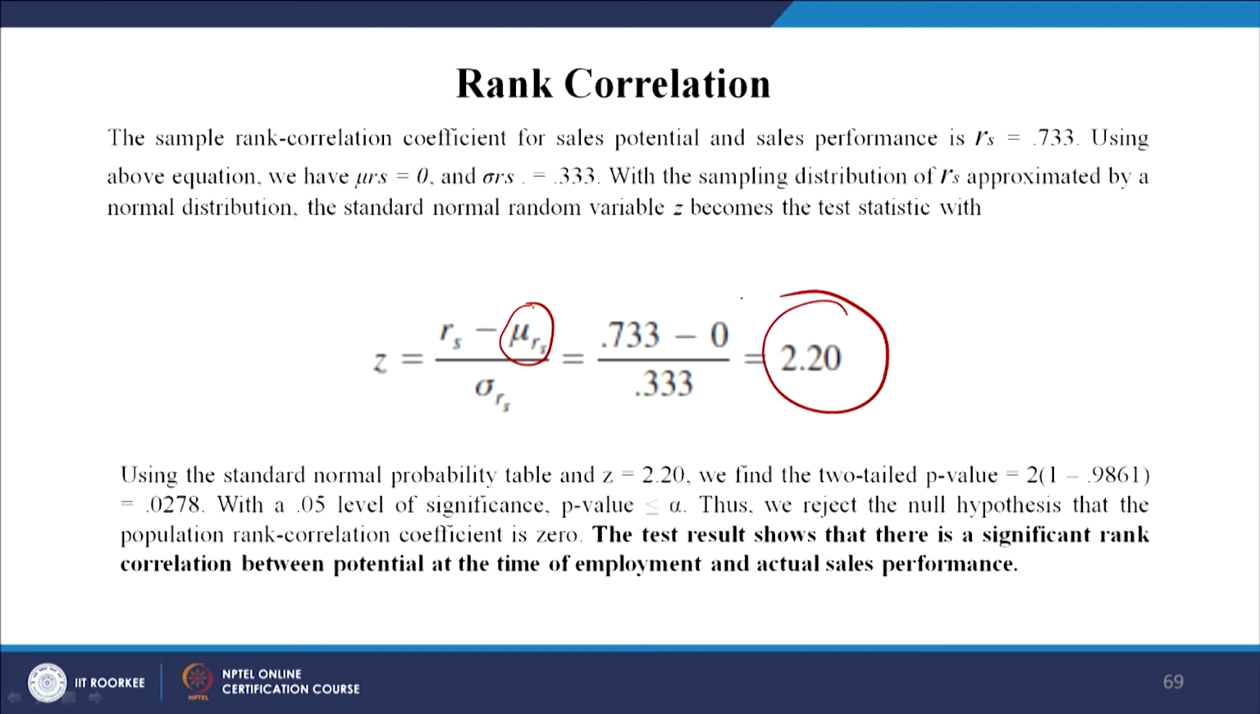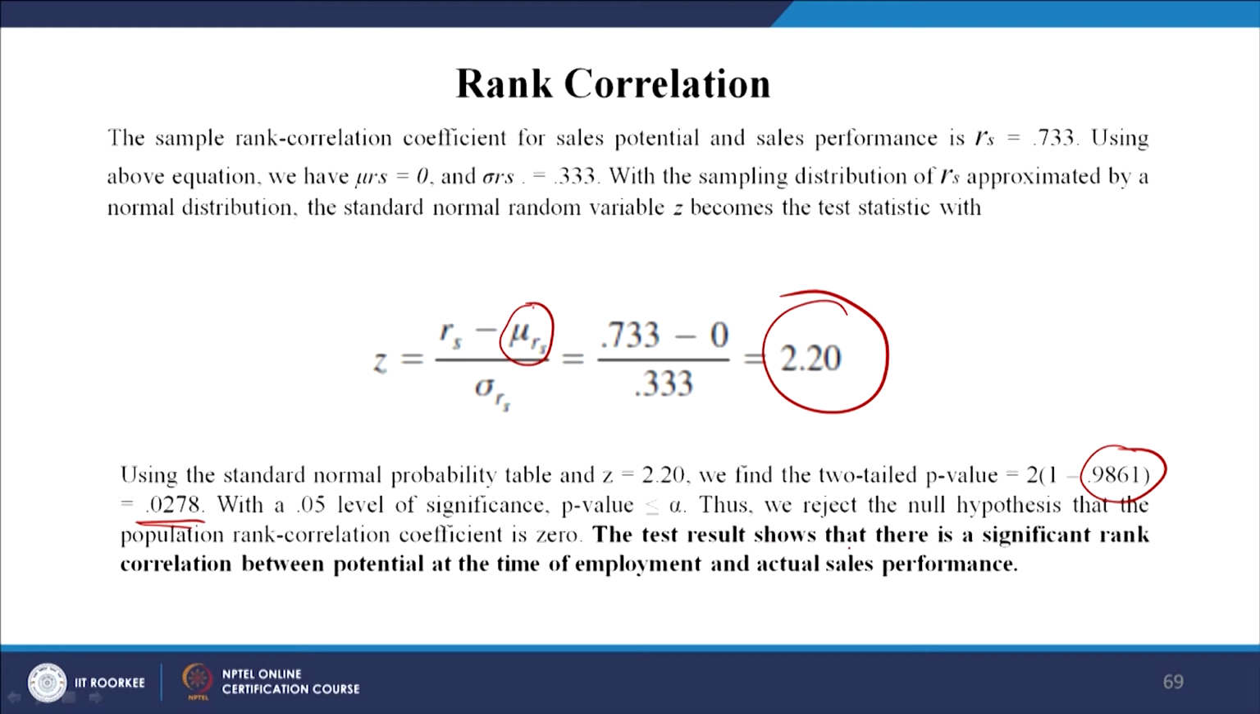Now, using the standard normal probability table with z equal to 2.2, we find the two tailed p value, which is 0.02. With a 5% level of significance, the p value is less than or equal to alpha. So in this case it is less than, and we reject the null hypothesis that the population rank correlation coefficient is 0.